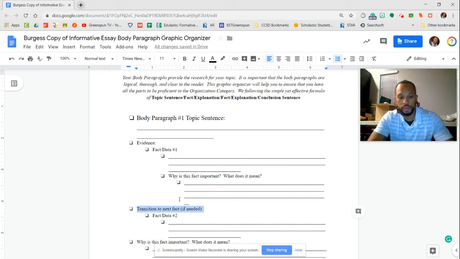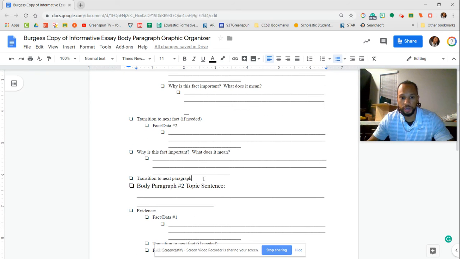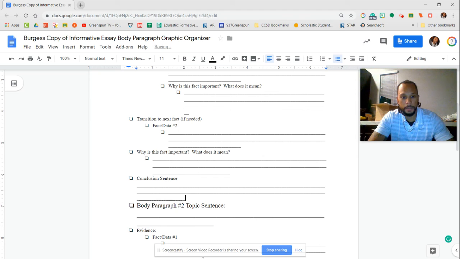And then here you're going to put your transition word or phrase. And then your fact and data too for this paragraph. Okay, why is this fact important? What does it mean? Transition to the next paragraph. We're going to make this a conclusion sentence right here. Okay, so that is what is happening here.